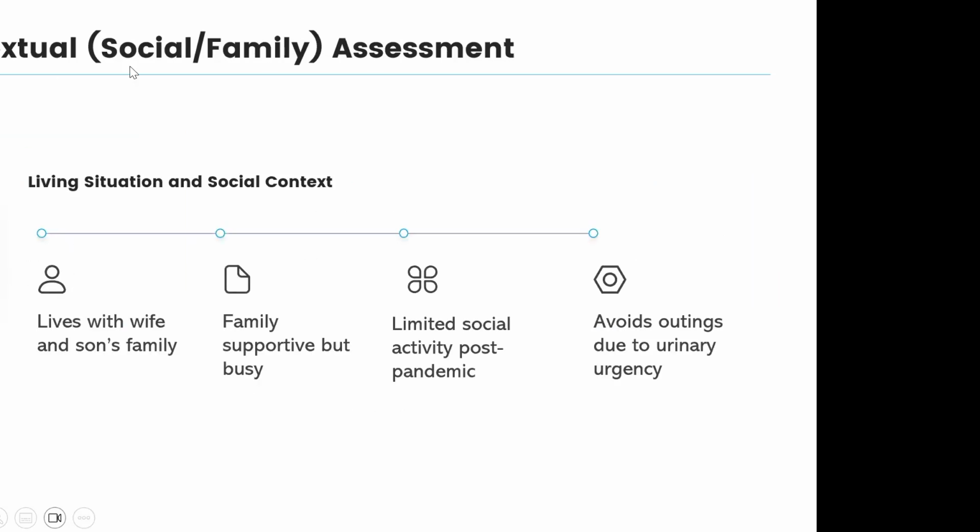Coming to the contextual assessment, as shared previously, he lives with his son's family. The family is supportive, but like every other family, every member is busy with his own endeavors. They have limited social activity after the pandemic, like in every city, where everybody is kind of shattered and new normals have been created, and they avoid outings due to his urinary urgency.